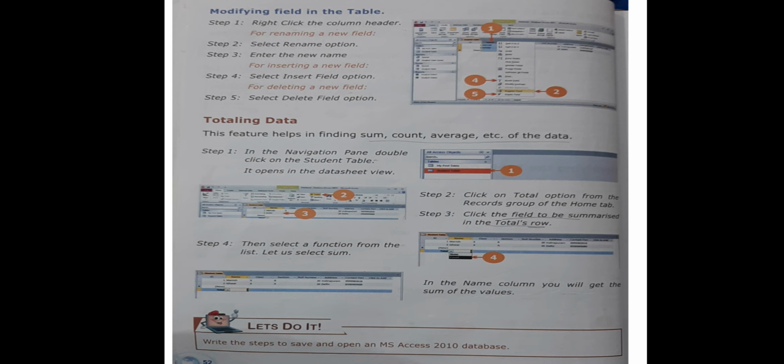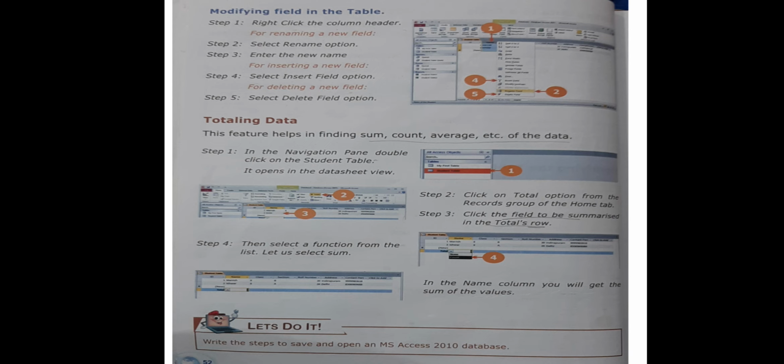Then, modifying a field in the table: you have to right click on the column header for renaming a field. Then for renaming, you have to select the Rename option and provide the new name there. If you want to insert a new field, you have to select the Insert Field option. If you want to delete a field, then you can press the Delete Field option.